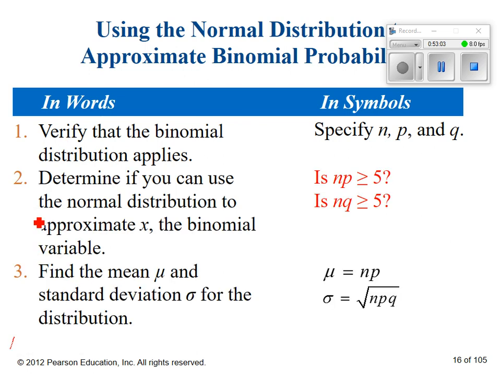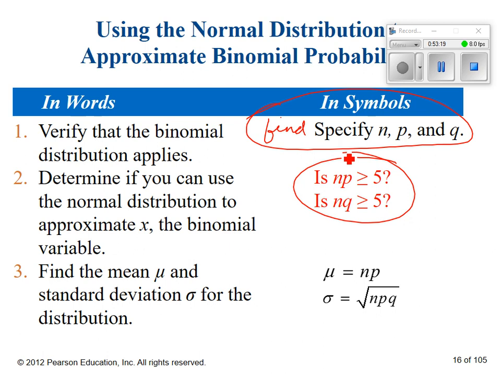I'm going to put these up here. You can write these down. You might just want to write down this part over here. First thing you're going to do, find n, p, and q. Number 2, decide whether we can use the normal approximation or not. That means n times p has got to be greater than or equal to 5, and n times q has got to be greater than or equal to 5. If yes, then we do this: we find the mean and the standard deviation.